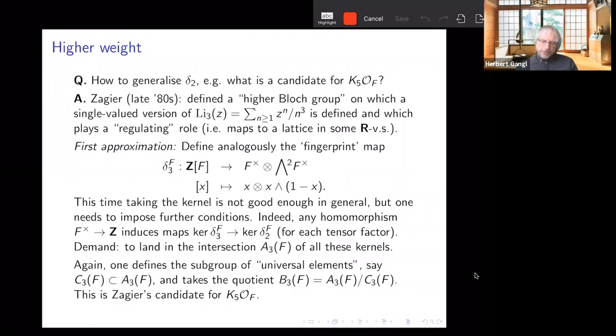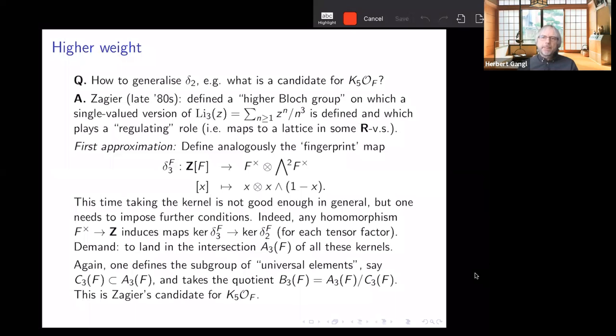And one takes the quotient of the group A3 of F, this intersection of all kernels, by the group of all universal elements. And then this was essentially this candidate for K5 of F, or K5 of OF, as it turns out.